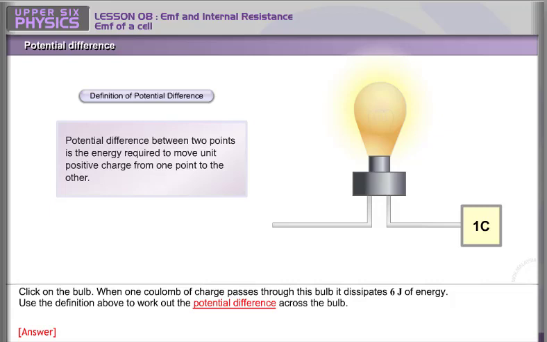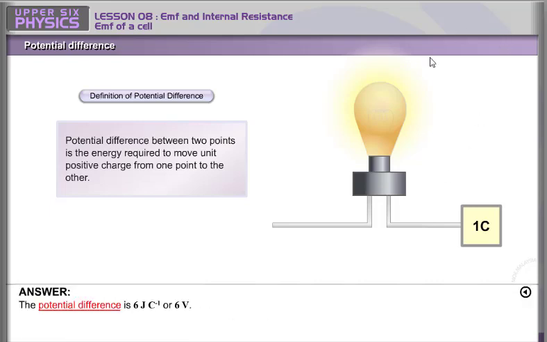So when 1 coulomb of charge passes through this bulb, it dissipates 6 joule of energy. It means 1 coulomb of charge passing through the bulb gives out heat of 6 joule of energy. Now, using the definition to work out the potential difference across the bulb, what is the potential difference across the bulb? The potential difference across the bulb is 6 joule per coulomb.